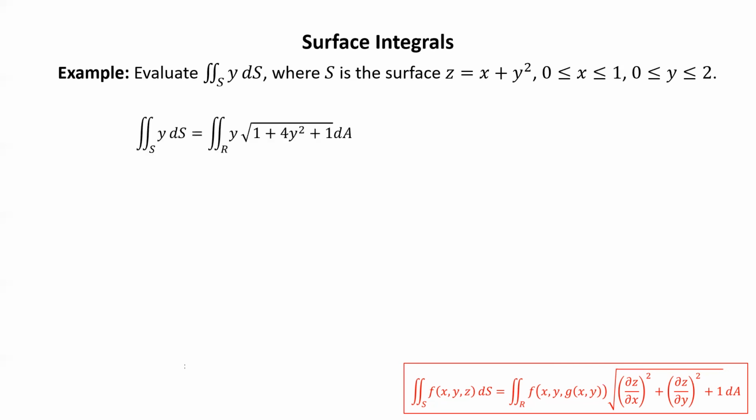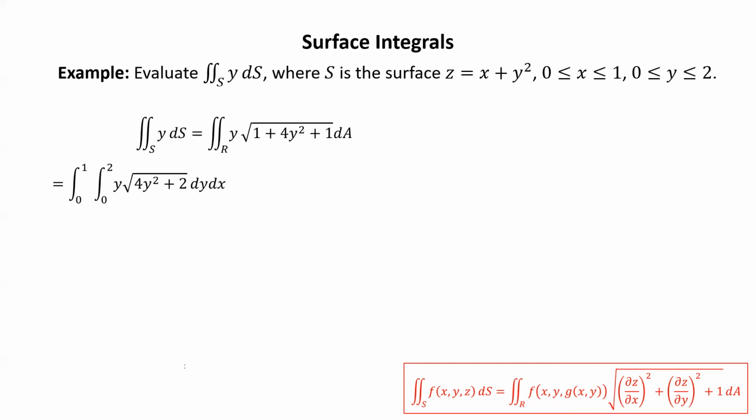So we're going to start by changing the surface integral into a double integral. We don't have to change the y there. There are no z's, so there's nothing to worry about there. But we do have to multiply by the length of the gradient. And the partial with respect to x is 1. 1 squared is 1. The partial with respect to y is 2y. Square that, we get 4y squared. And then always add that 1. Or we can think of it as the partial of that expression with respect to z is 1. Okay, so that simplifies to y times the square root of 4y squared plus 2.